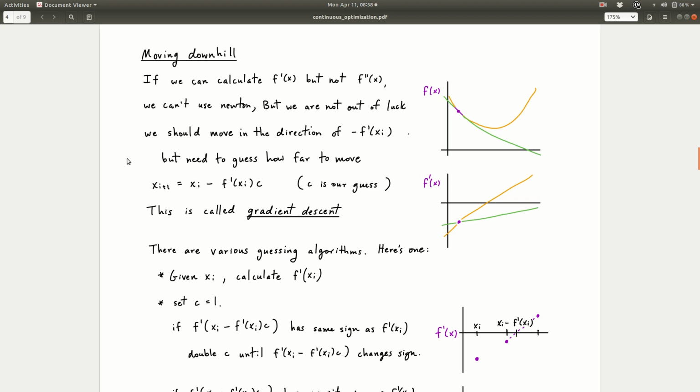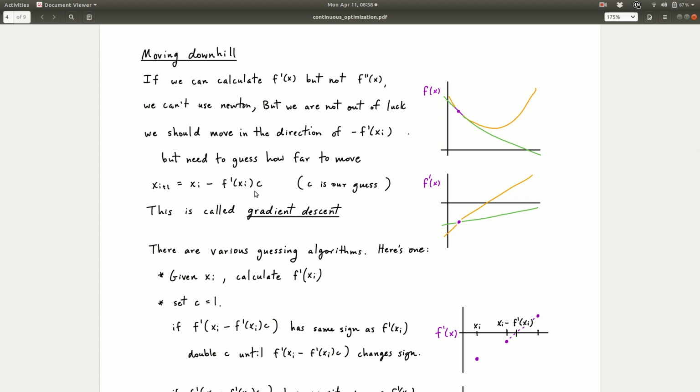So we know this is a case where we know what direction to move in. We should move to the right, but we don't know how far to move because we don't know the curvature of the function. So basically what we need to do is guess and check. So here's what the updates look like. x_{i+1} equals x_i minus f prime of x_i. So we're moving in the direction of minus f prime, but we have to move by some amount, and we have to guess how far to move.